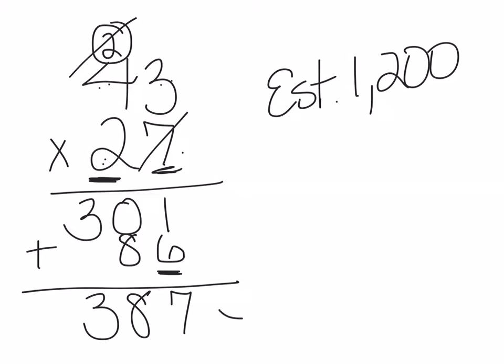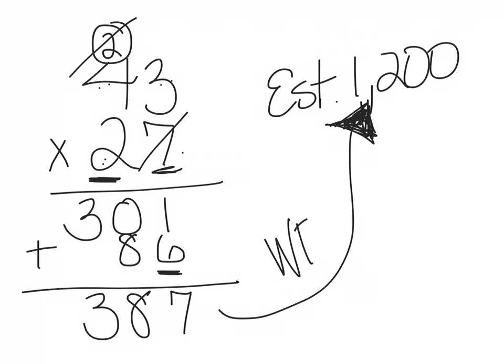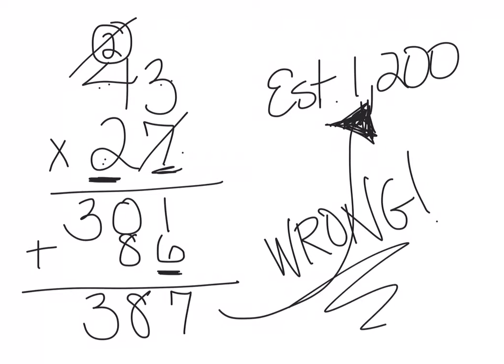387. Whoa, when you look at that compared to our estimate, we know our answer should be close to 1,200. Uh-oh, something is very wrong. And we know that is because this second row did not have a 0 in this spot. So that's always the first thing you check.